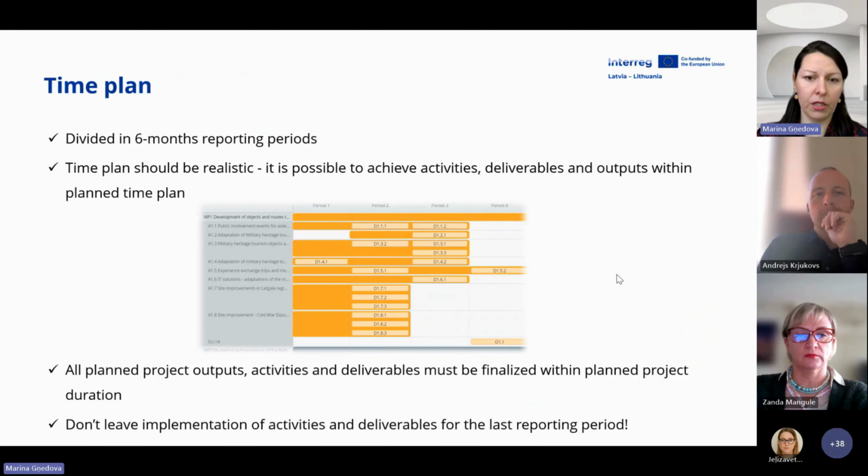Time plan. In your application form, you will see a separate section, time plan, where the system creates a visual, and you will see in GEMS how all these deliverables and activities are broken down by periods. Each period will be six months long, and please plan activities realistically and in logical sequence.